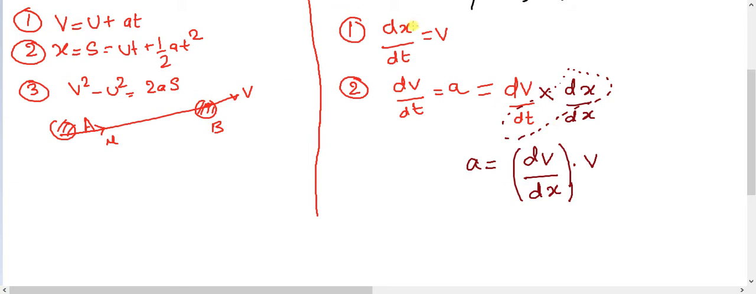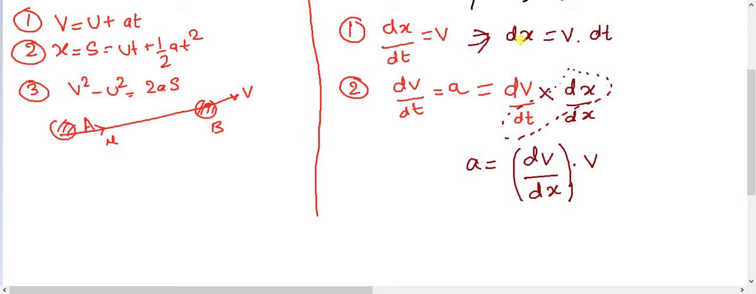And what about velocity? We don't use anything about this, and this is actually equal to, you can say, that change in displacement is equal to velocity into change in time. Remember, these are the changes that are taking place, not exactly the displacement.